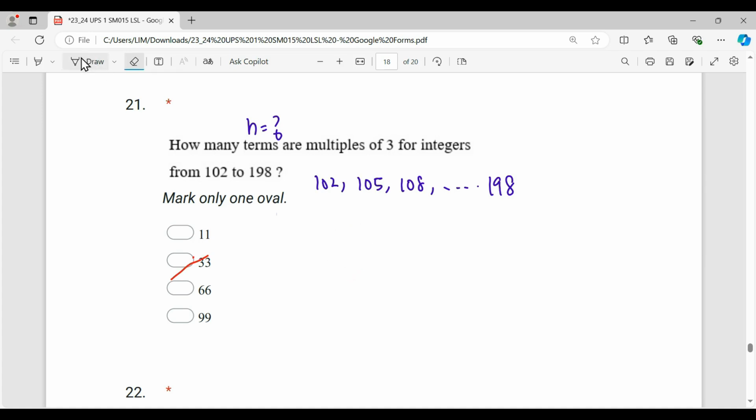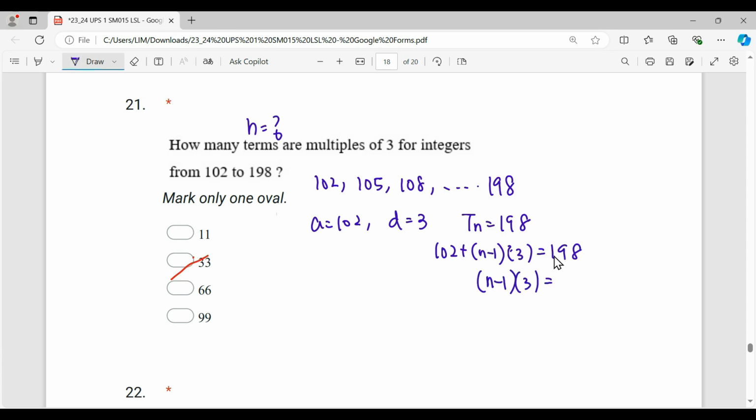So from here we can see your first term is 102, d is the multiple of 3, so 3. Then Tn is 198. Therefore, a plus n minus 1 d will give you 198. So 198 minus 102, divide by 3, and plus 1, it will be 33.